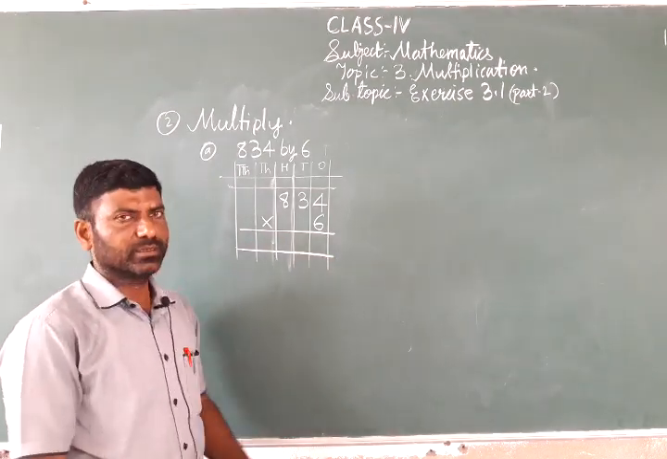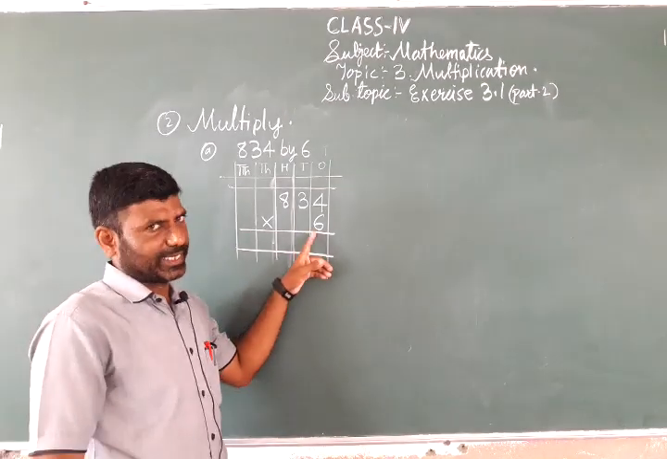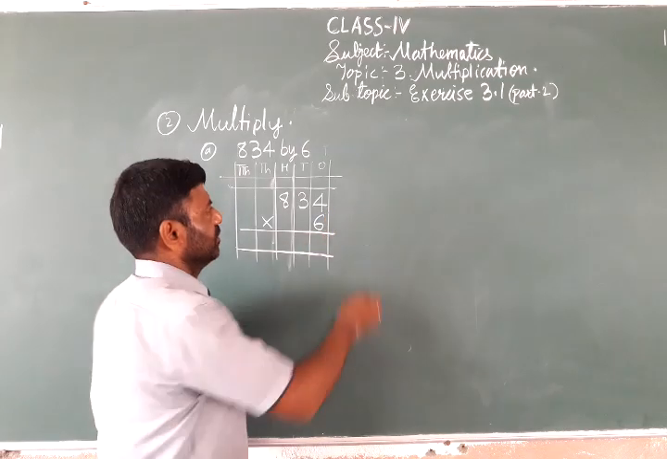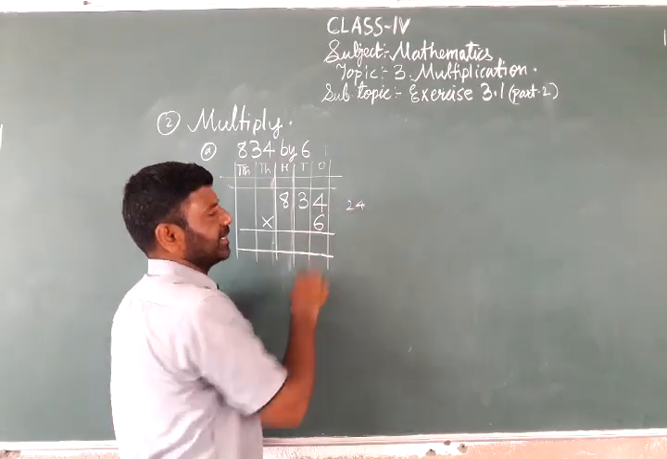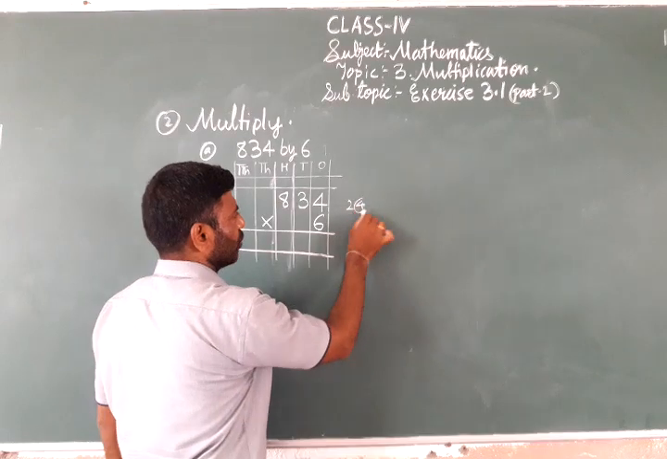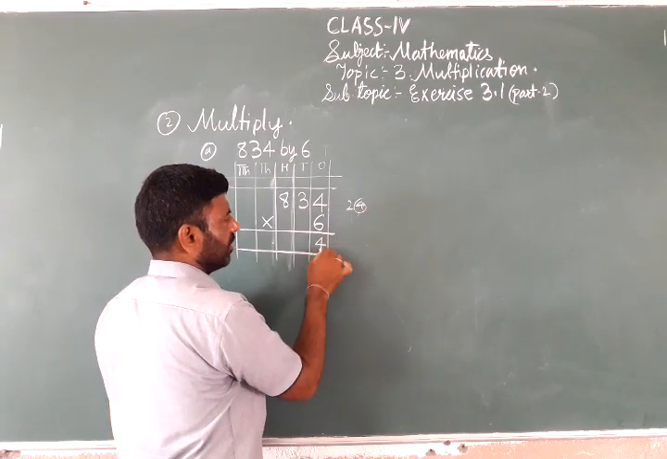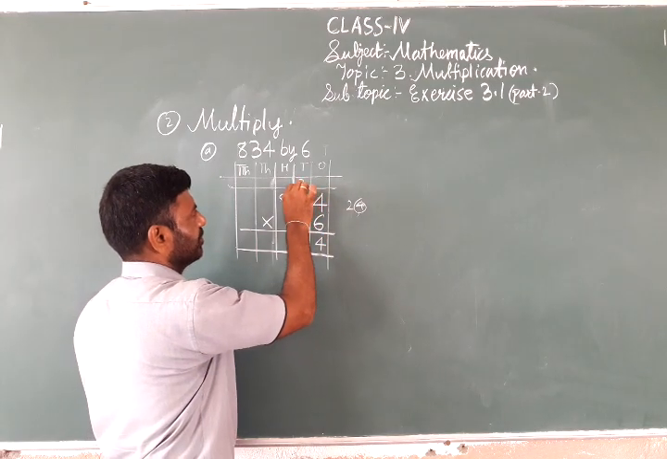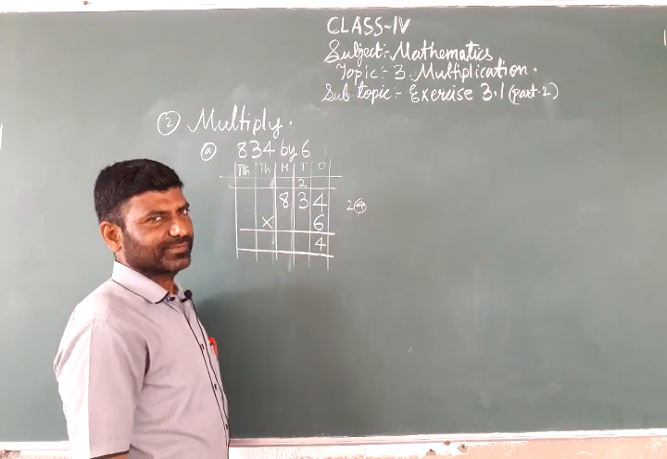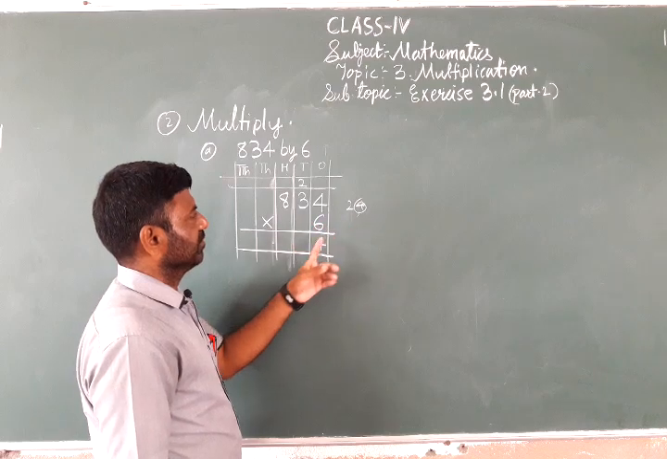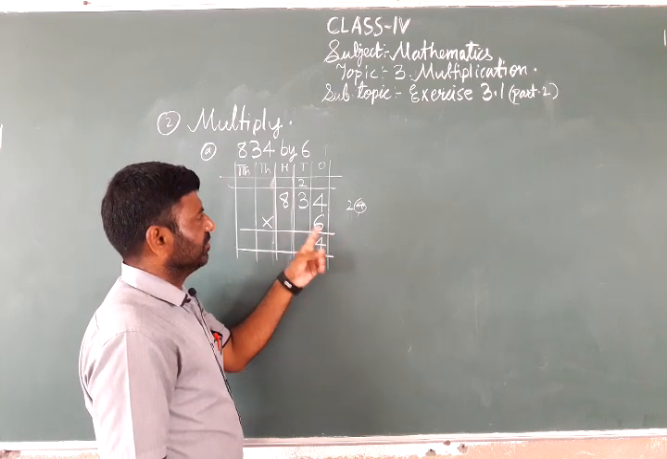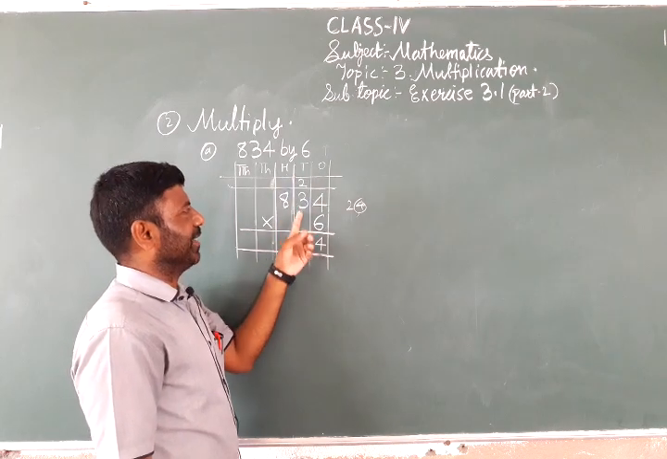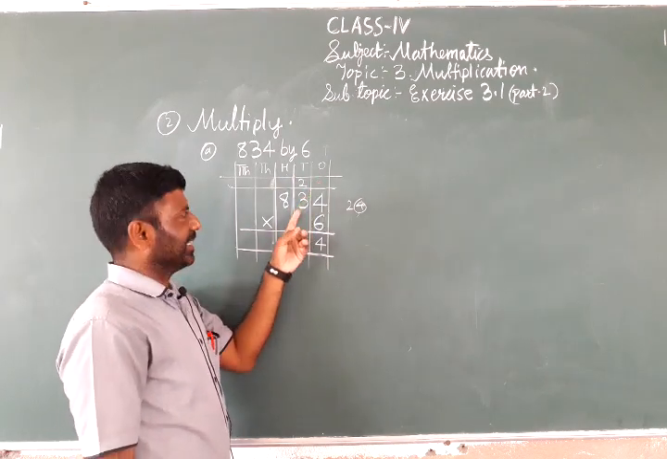Now solve. You know it's the 6 table, so 6 4s are 24, or 4 6s are 24. So 4 here, the remaining digit, carry 2, carry here. Then to the next digit, that is the tens place. After ones place, tens place.